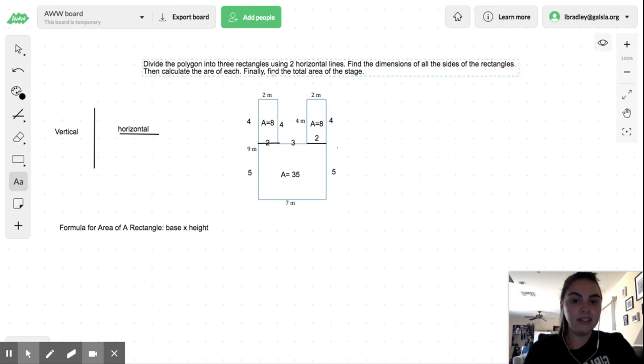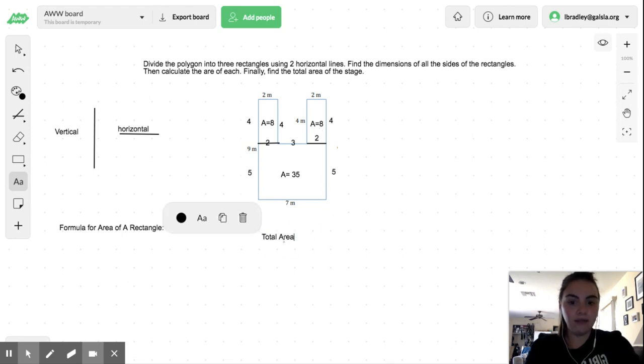Perfect. Now it says finally find the total area of the stage. The stage is this whole piece here. So how do you think we could find the total area? Could we subtract? I think that we should probably add. So to find the total area, we probably are just going to add up all of the areas of each of the rectangles that we already found.